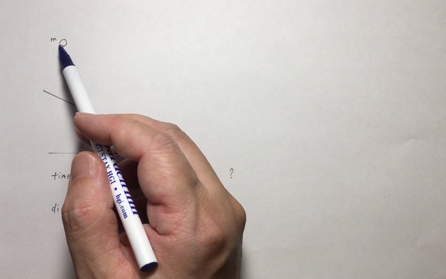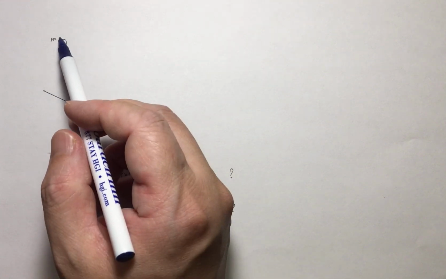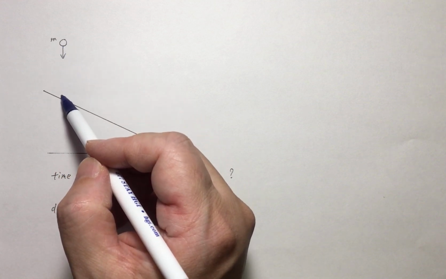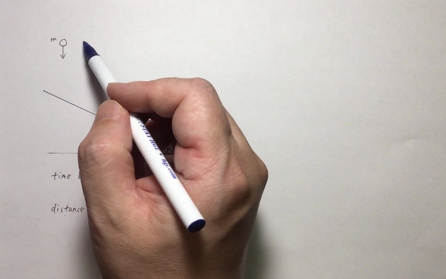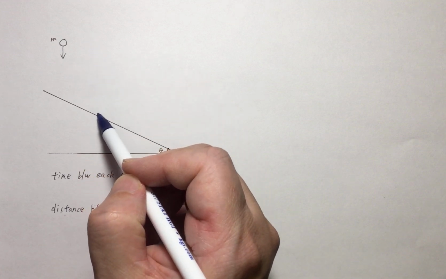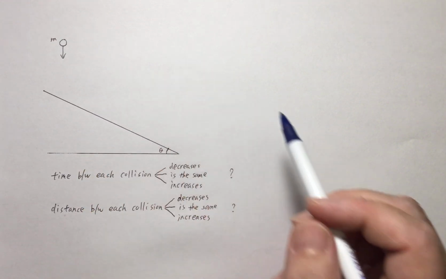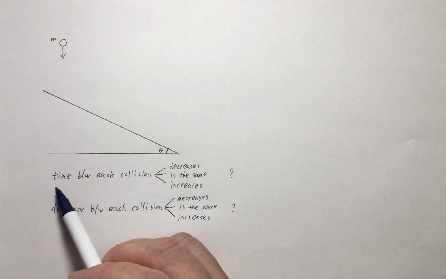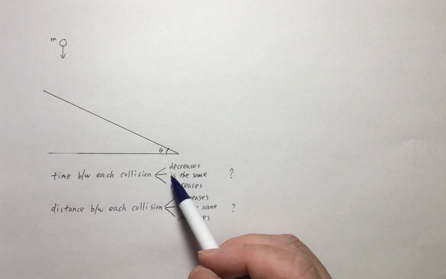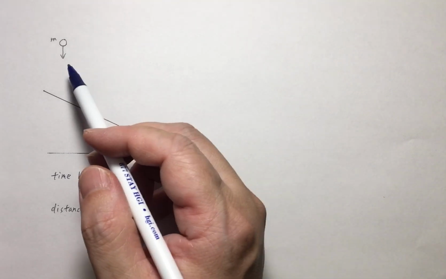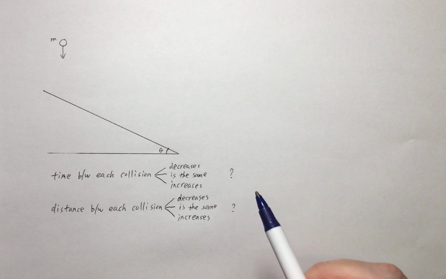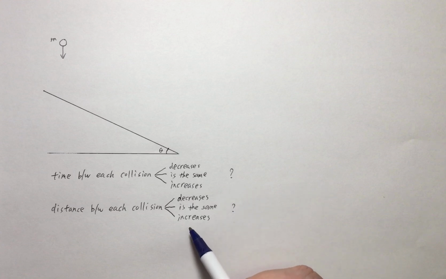So then we have a ball and we release it above the slope, and as we can expect, the ball will go down and then bounce back into the space, and then at some moment it will begin to drop again and then bounce up again. So we want to know the time between each collision, whether it decreases, remains the same, or increases. And we also want to know the distance between each collision, whether it decreases or is the same or increases.